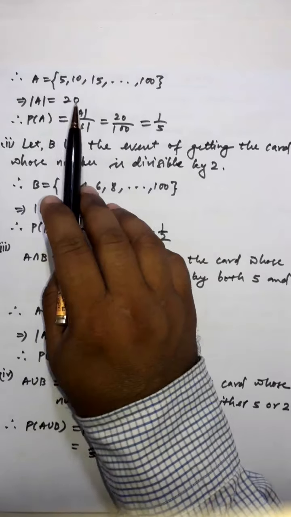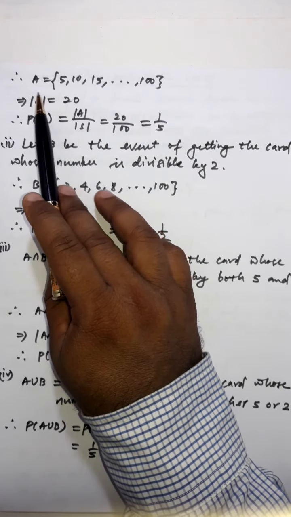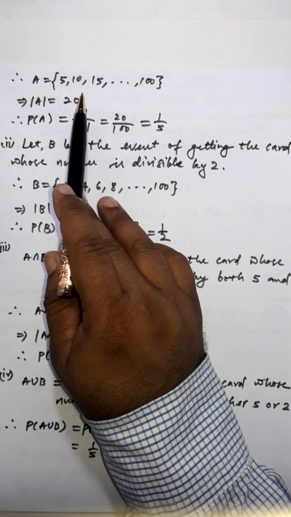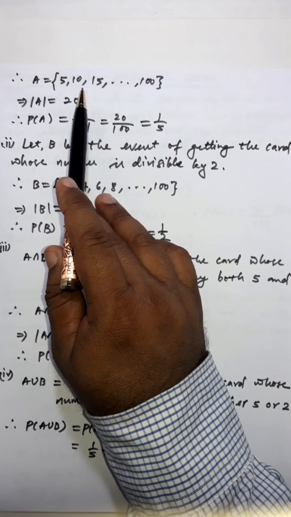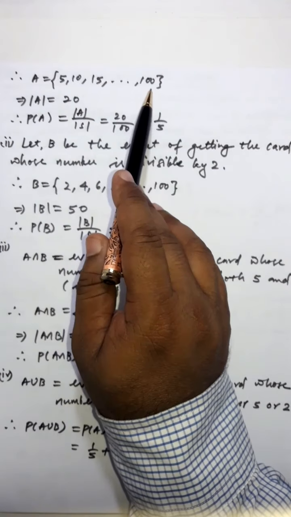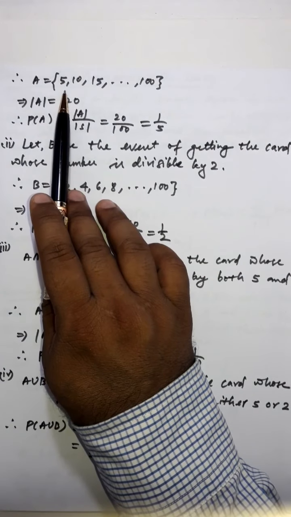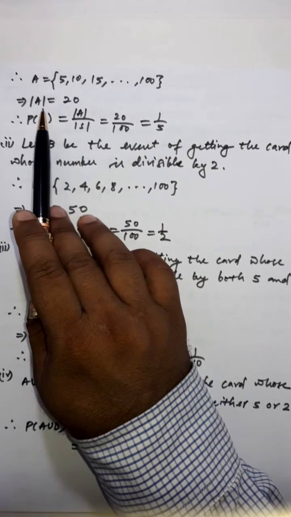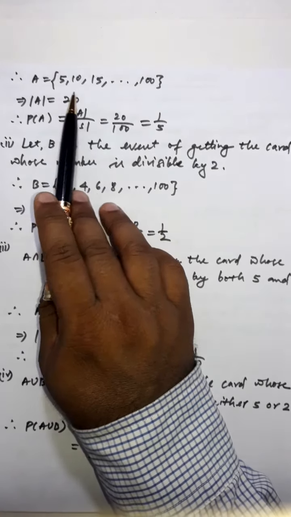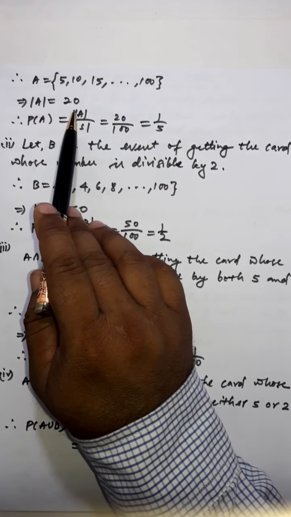Let's mention the elements which are included in that particular event, which is a set. Here A is the set or event of getting an element which is between 1 to 100 and divisible by 5, and those numbers are 5, 10, 15, up to the last number, which will be 100, and we can count that the number of such numbers will be 20. So there are 20 such numbers between 1 to 100 which are divisible by 5. So the size of the event A is 20.